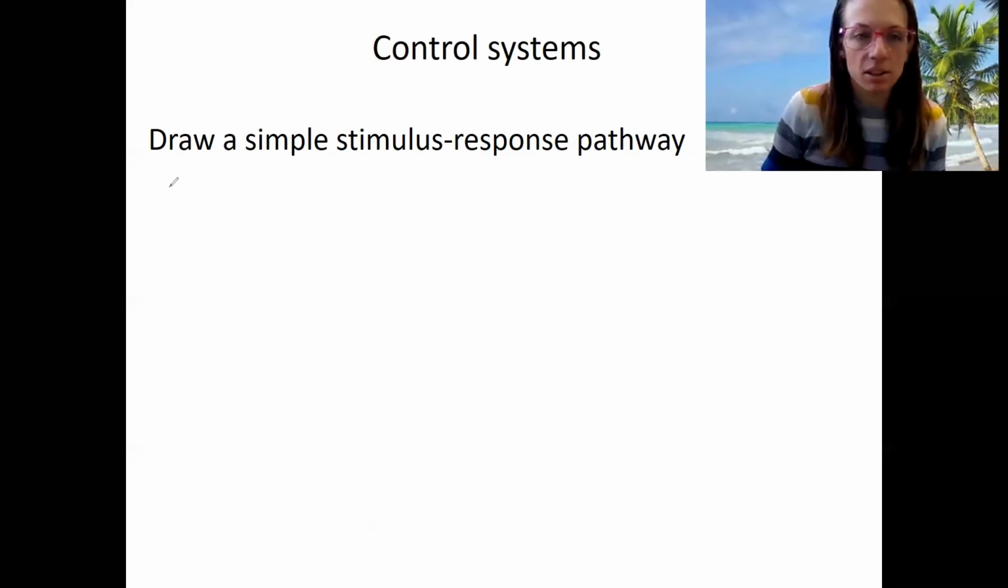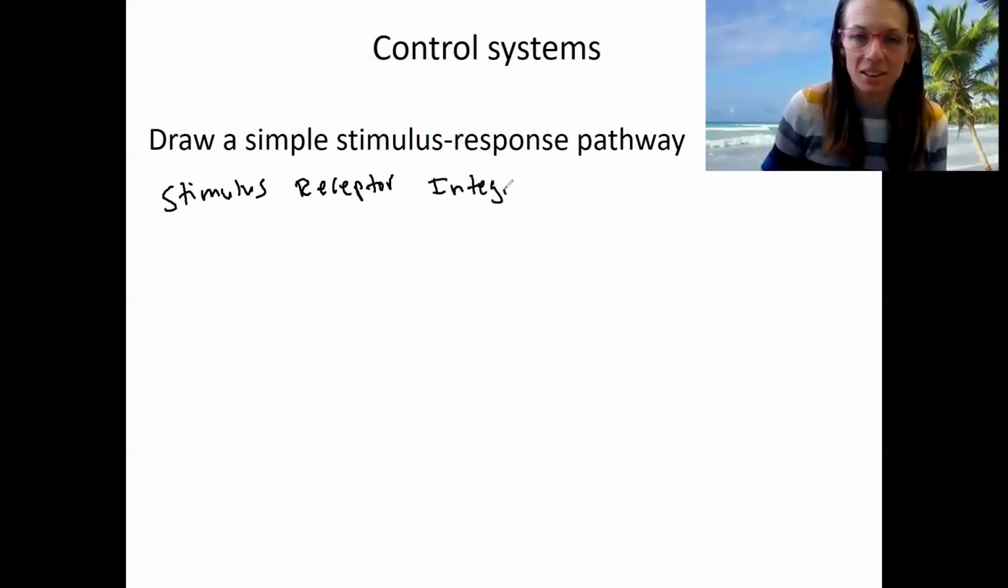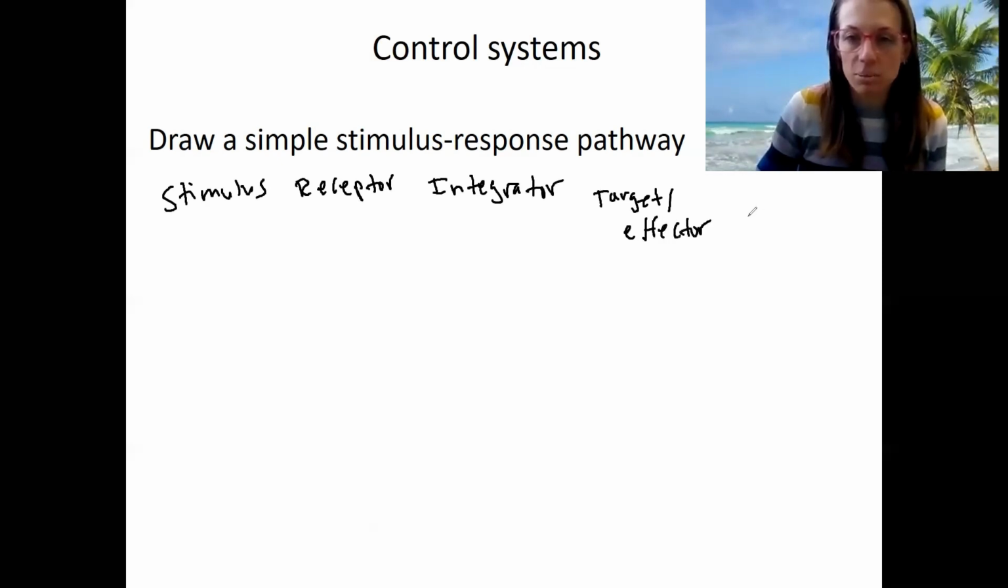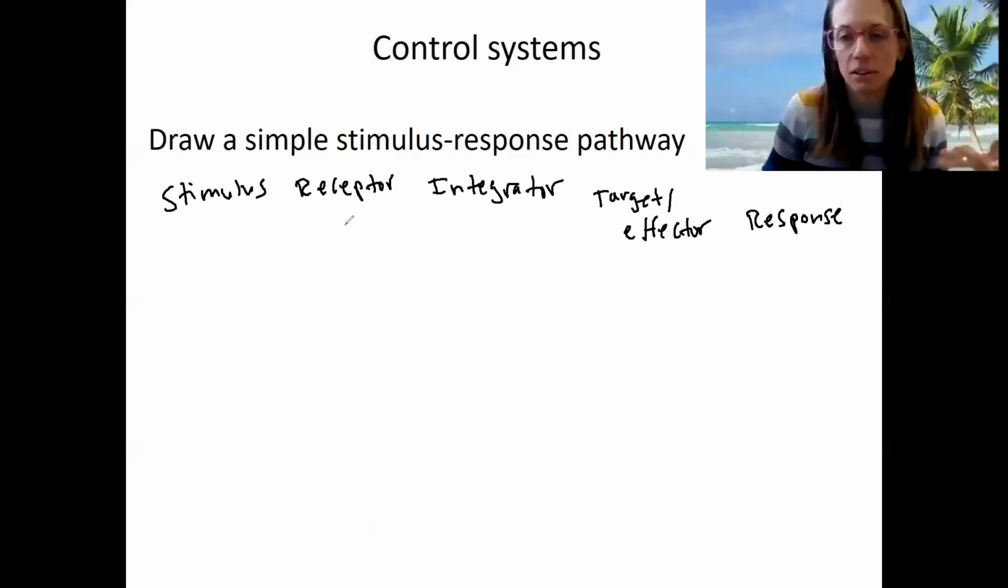We need a stimulus. We need a receptor. We need an integrator. Remember this? We need a target or effector. And we need a response. Those are the components of our stimulus response pathway. If it's a feedback loop, this response would go back and turn off the stimulus. Right now, I don't want to actually deal with feedback, even though it's an important component of both the nervous and endocrine systems. So our stimulus is going to stimulate the receptor.